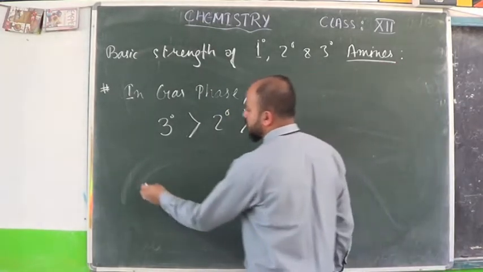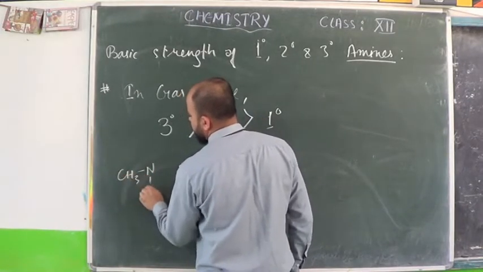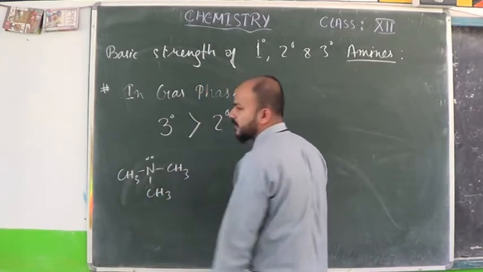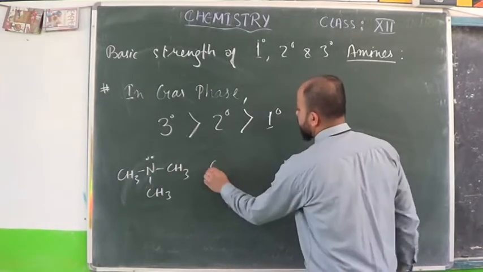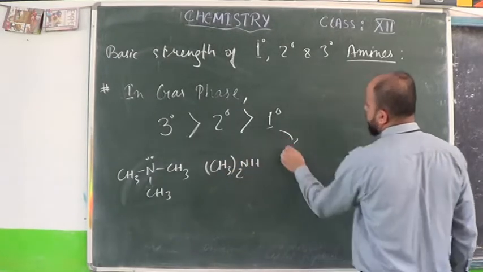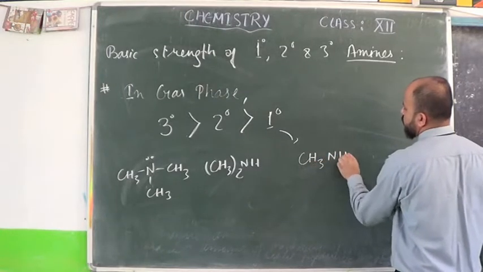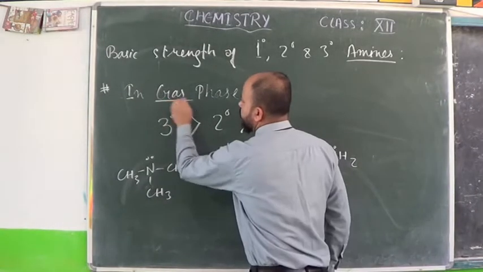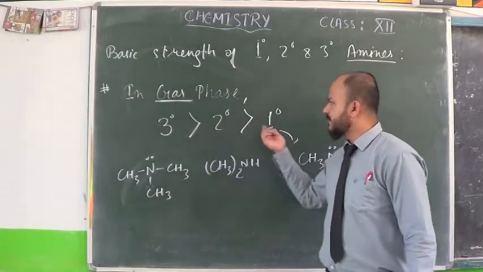Okay, so what are third degree amines? You have, say, N, you have CH2, CH2 and CH3. So this is your third degree amine. The nitrogen is directly bonded to carbon atoms. Now here it will be, say, CH2, NH, and here it will be CH3, NH2. Now in gas phase, you have to remember, this is very important. In gas phase, the basic strength order is third degree, second degree and first degree.